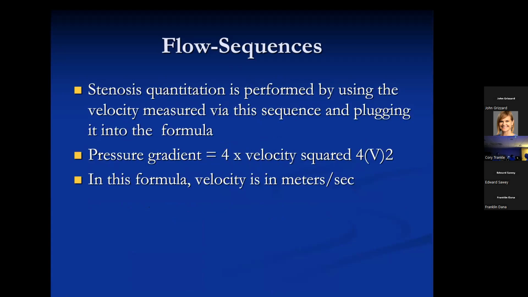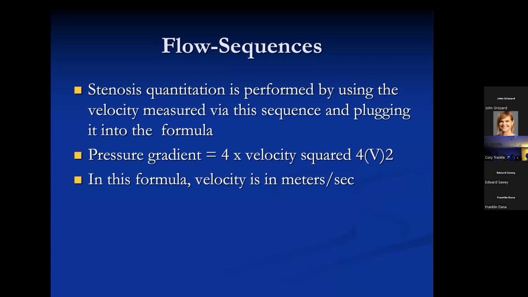Stenosis quantification is done using the Bernoulli equation, which is a sort of shorthand way of figuring out the gradient from a velocity. You take the velocity in meters per second, which unfortunately the scanner gives in centimeters per second, so you just have to convert that. In other words, if they're doing their velocity encoded flow studies at 300, they're saying 300 centimeters per second. So that's 3 meters per second. So let's say you get a velocity of 300 cm per second. That's going to be 3 meters per second. You'll square that, so that's 9, and then multiply times 4.